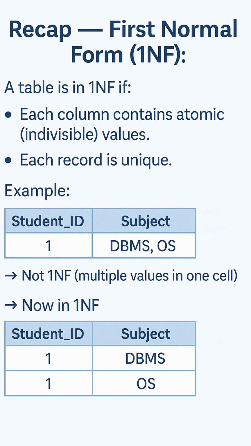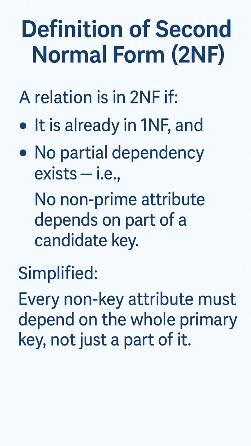Now we are going to recap what the first normal form is. In first normal form, each column contains an atomic value and each record is unique. You can see in the table that a student ID has two subjects, so it is not in 1NF. How can we make it 1NF? Then you have to convert it into two rows for every duplicate cell.